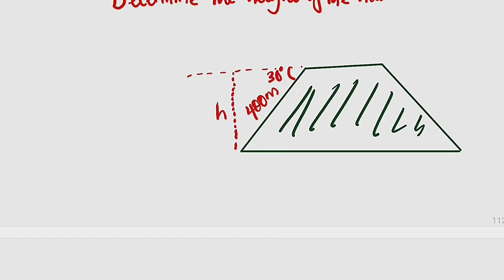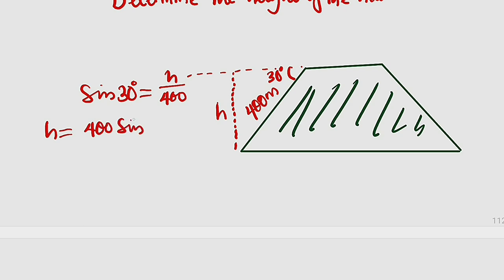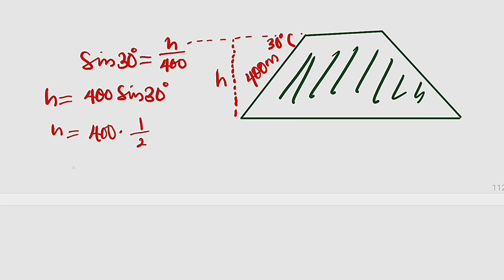So we can use the sine ratio, right? Sine of 30 degrees will be equal to opposite divided by the hypotenuse, which is 400. Therefore, h will be 400 multiplied by sine of 30 degrees. Sine of 30 degrees is 1 divided by 2. So this is just 400 multiplied by 1 divided by 2, which is simply half of 400, and half of 400 is 200. Therefore, the height is equal to 200 meters.